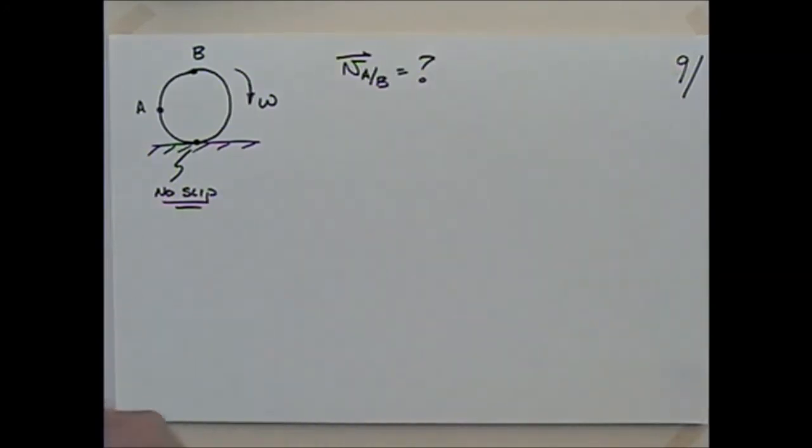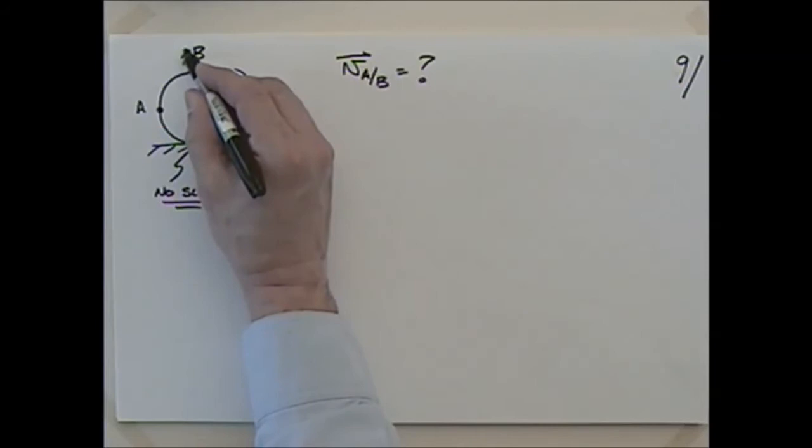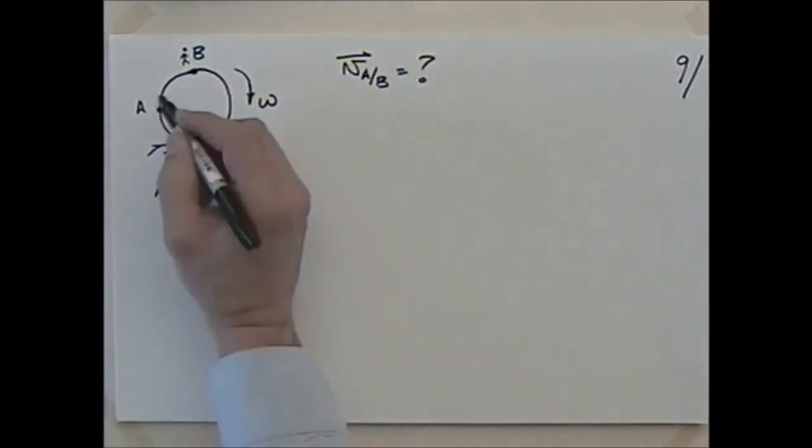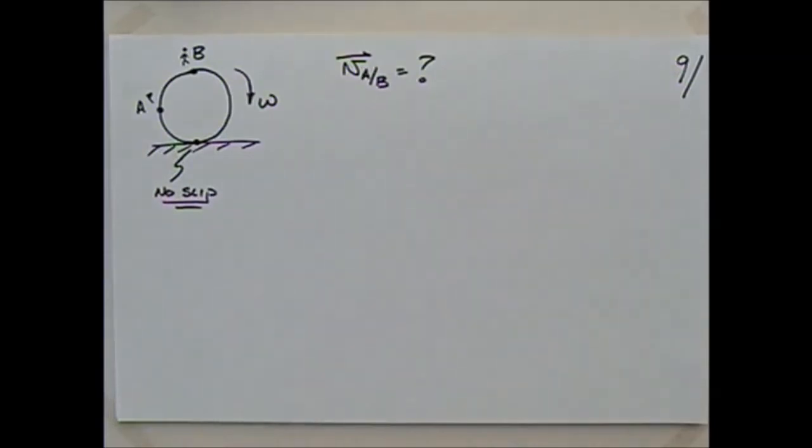Imagine yourself possibly as an observer at B looking at something at A. So you have a flag down there or something at A, and you're watching it from a position at B. So the velocity of A with respect to B. If it's a tire rolling along, that's probably kind of silly, but if it's a large disc or something, standing at B might make some sense.